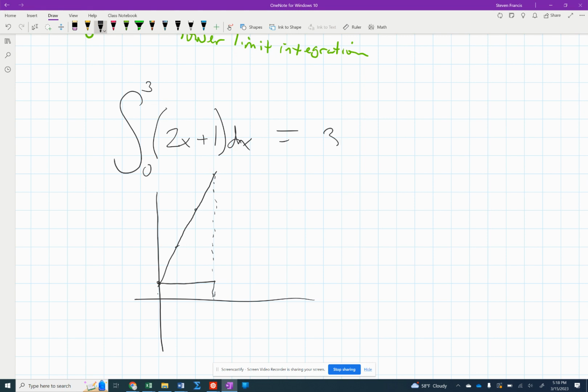The rectangle is 3 times 1 for that area. The triangle has a base of 3 and a height of 1, 2, 3, 4, 5, 6. And then, of course, we have to divide by 2 because that's the formula for the area of a triangle. And make sure I'm not making any mistakes. Yeah, so the value of this definite integral is 12 because we just calculated the area bounded by the curve.